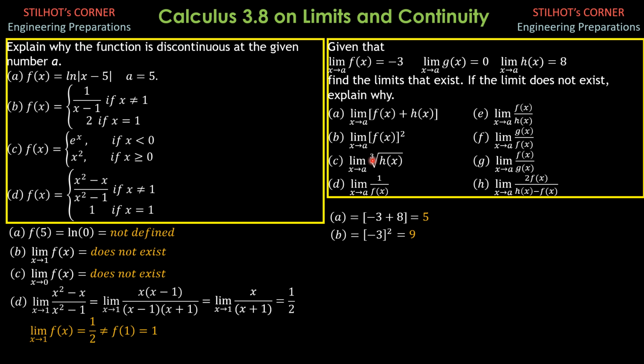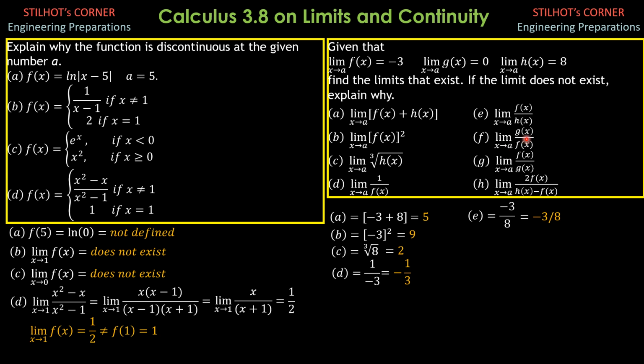C, limit of cube root of h of x as x approaches a is cube root of 8, and cube root of 8 is 2. So the limit exists and it is equal to 2. Letter D, limit of 1 over f of x as x approaches a is 1 over negative 3, and it is negative 1/3. Letter E, limit of f of x over h of x as x approaches a is equal to negative 3 over 8, and it is negative 3/8.